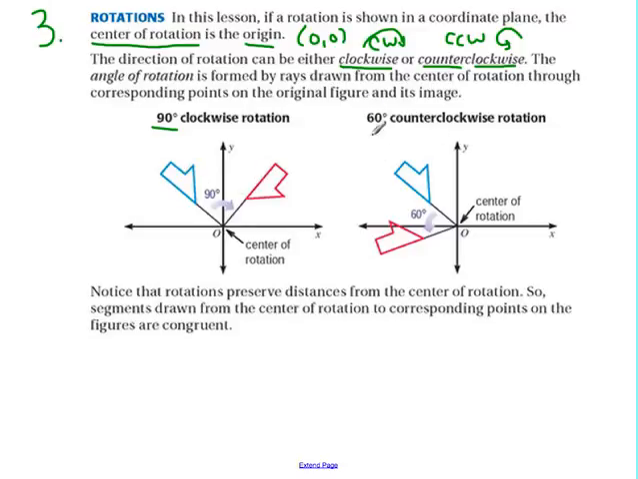Sometimes it doesn't have to be 90 degrees or 180 degrees. It could just be 60 degrees or 45 or even 72. So watch out for those. Notice in both places our center of rotation is the origin. Notice also that the distance from the origin is preserved. So if this distance here is maybe 5 units, this distance here is also going to be 5 units from the origin.